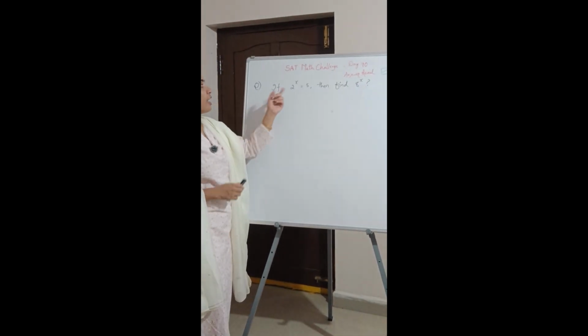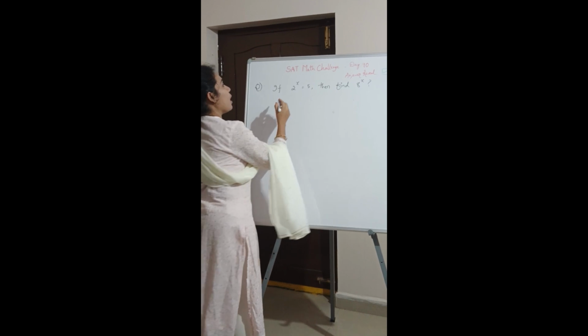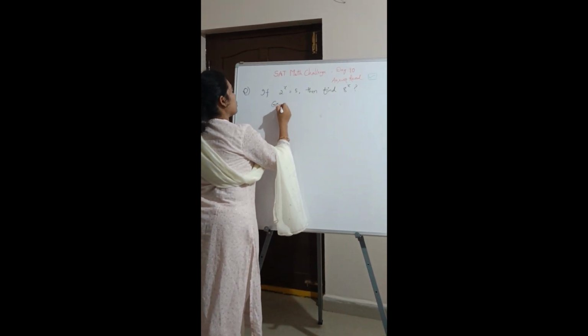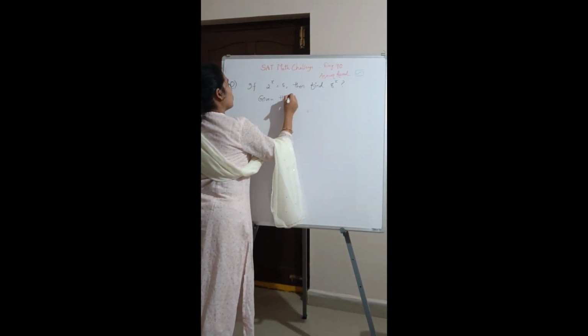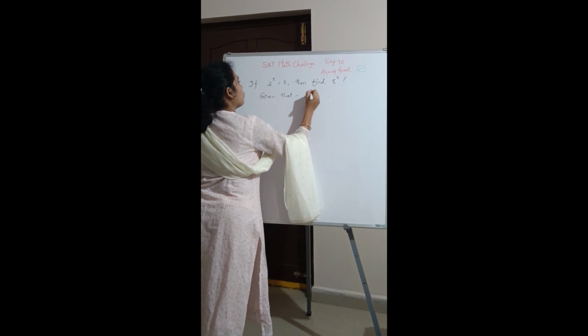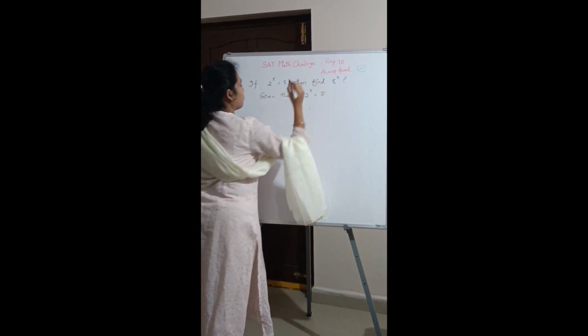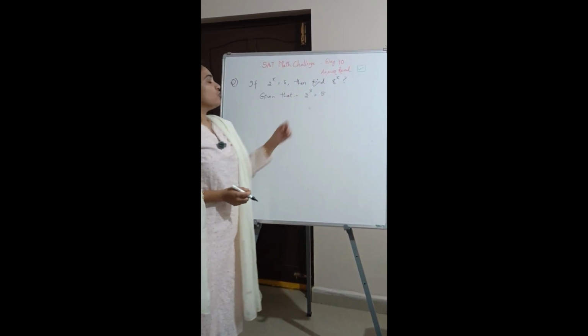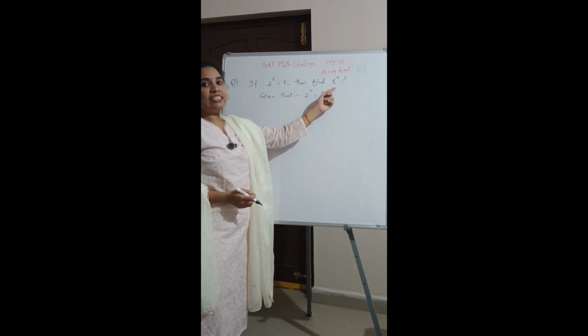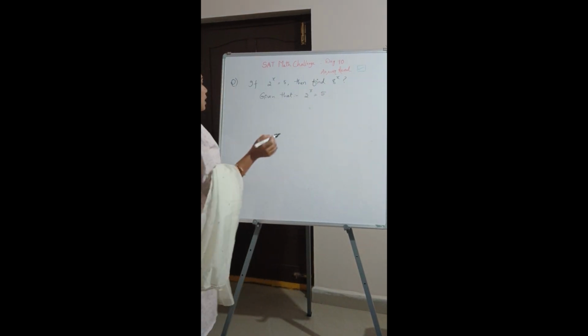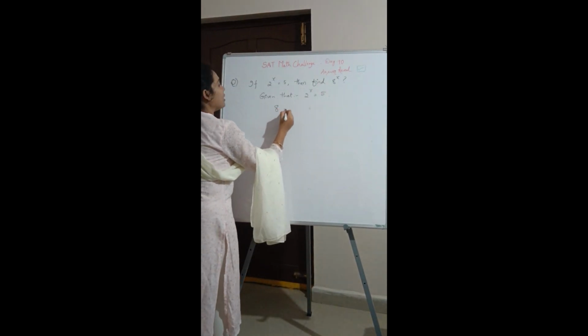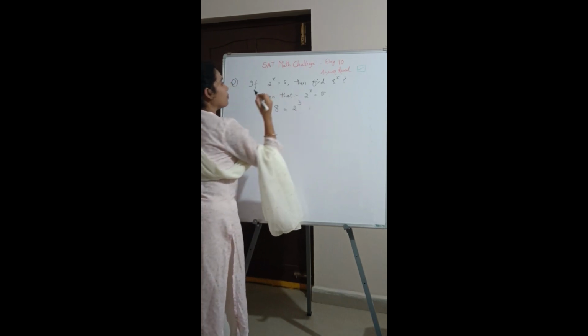First of all, we'll write down the given data, that is, given that 2 power x equal to 5. Now, just check if we can write 8 in terms of 2. Yes, we can write it as 8 equal to 2 cube.